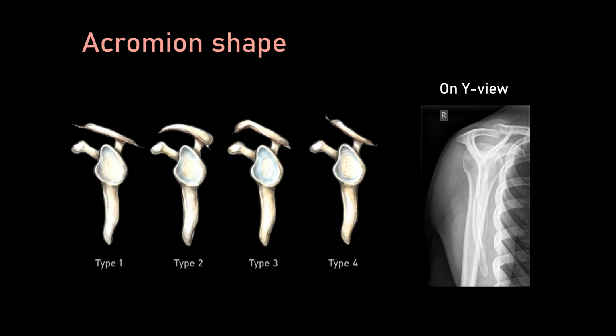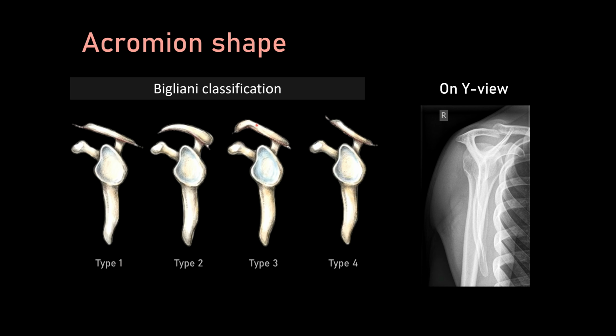Now the acromion shape can also vary, and it has a few variants. If the inferior surface is completely straight, it's type 1, curved is type 2, if it is hooked, it's type 3, and convex is type 4. Now especially in the type 3 variety where it is hooked, the chances of impingement are higher.